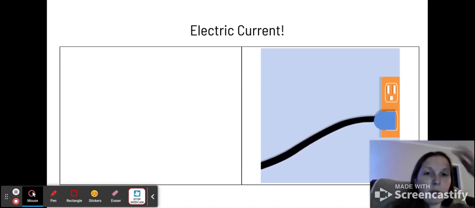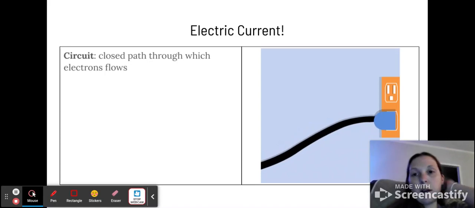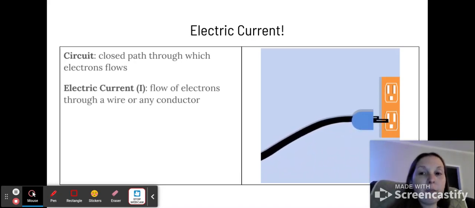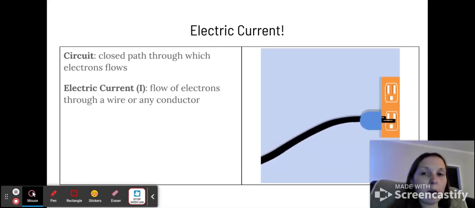When we look at this flow, we can talk about electric current. A circuit itself, which we'll go into in another lesson on circuits, is a closed path through which electrons will flow. As they flow, we are monitoring the electric current. This is the flow of electrons through any wire or conductor, noted by the letter I in an equation.